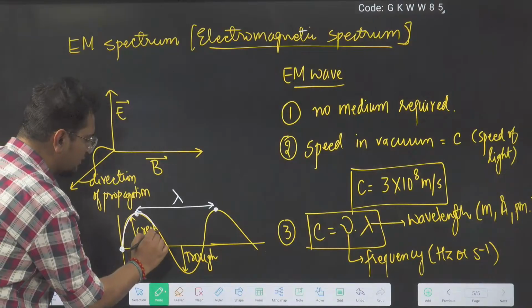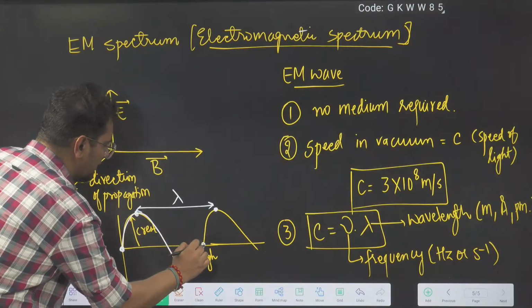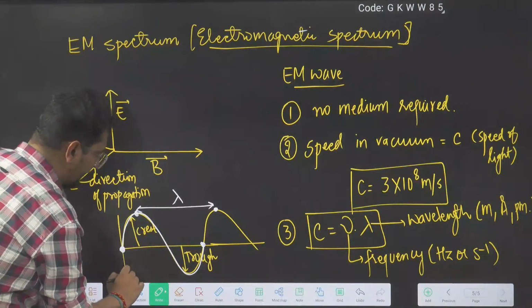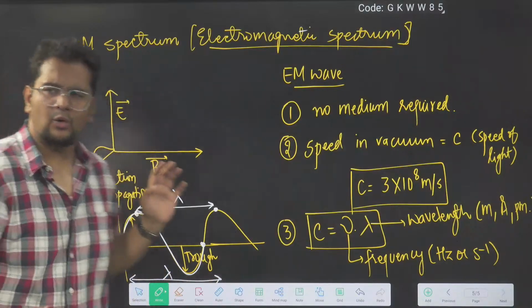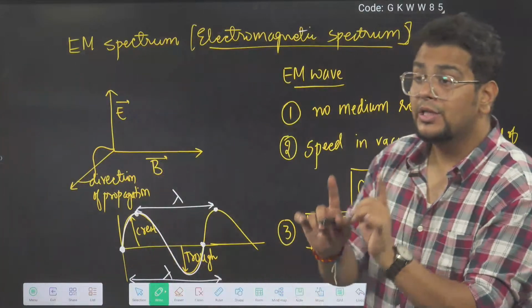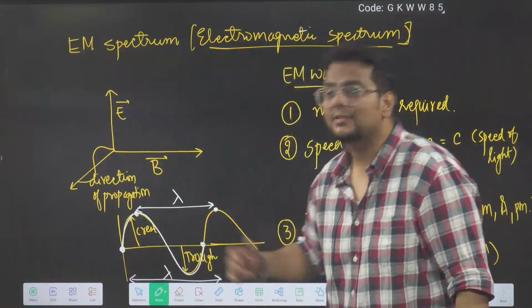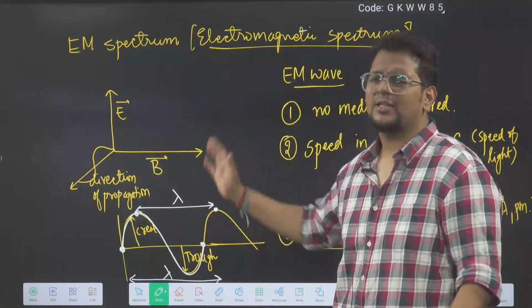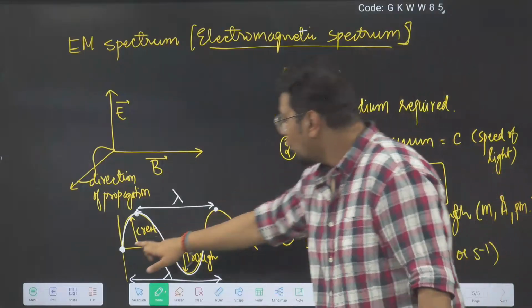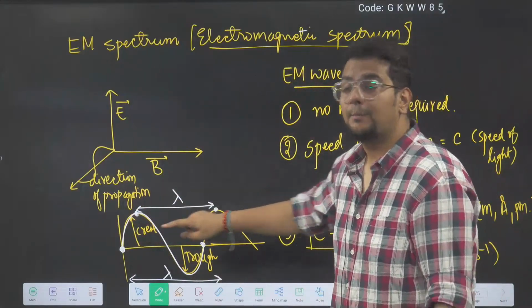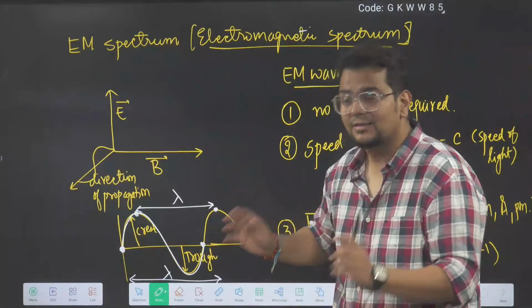One crest and one trough, this you can consider as one wave, isn't it? One time up, one time down, you can consider as one wave. So this will be called a wavelength. The actual definition is crest to crest or trough to trough, but easier to understand is one up and one down. That complete is called a wavelength.